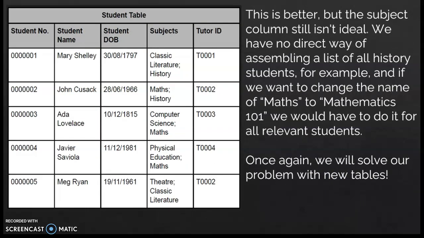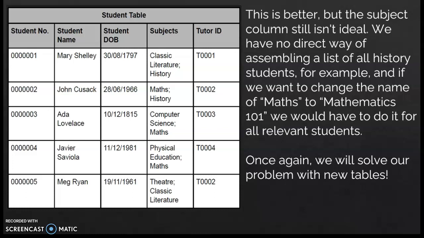So, this is better, but the subject column still isn't ideal. We have no direct way of assembling a list of all history students, for example. So if you wanted to find out who were the only people who did history, can you do it the way it is now? No, not really. It's not direct enough. We need to split up the subjects.